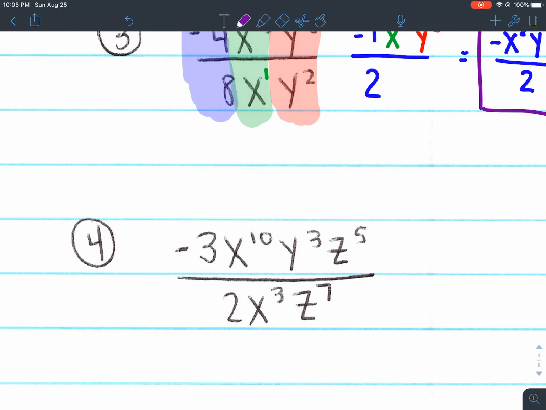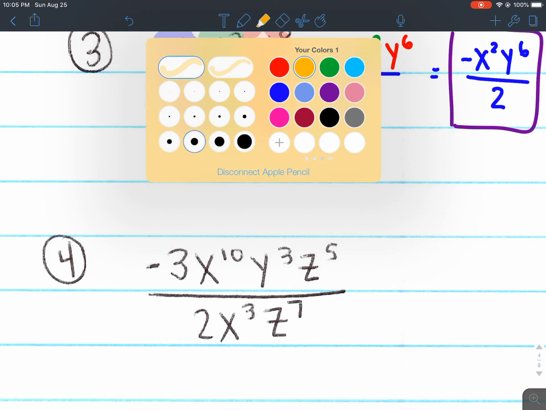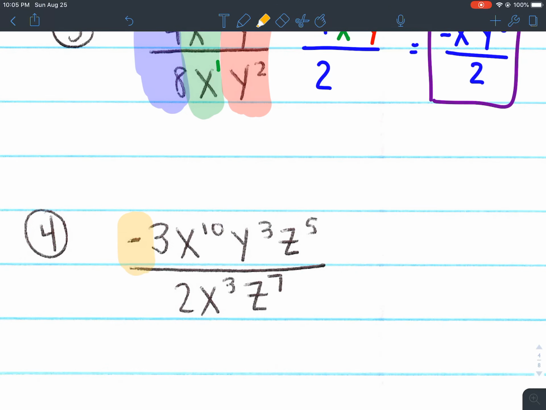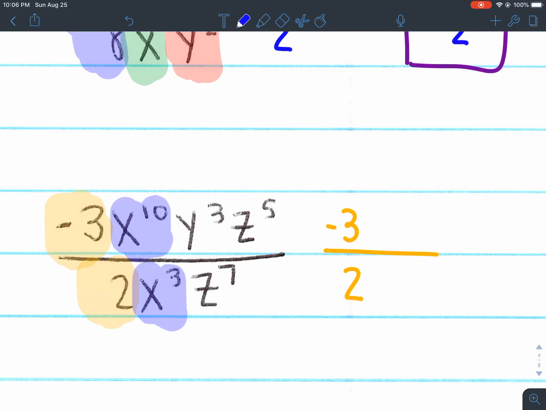All right, number 4. Change my highlighters. Okay, so I'm going to look at my like bases again. I have negative 3 divided by 2 here. That doesn't actually simplify, but I know that I'm going to have a numerator and a denominator. Okay, next I have x to the 10th divided by x cubed. Those are like bases. Where are there more x's? The numerator. And how many more? 7, because 10 minus 3 is 7.